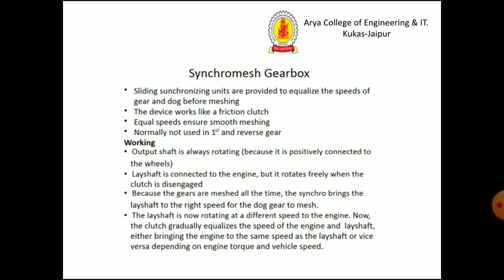The output shaft is always rotating, connected to the wheels, whereas the lay shaft is connected to the engine, but it rotates freely when the clutch is disengaged. Because the gears are meshed all the time, the synchronizer brings the lay shaft to the right speed for the dog gear to mesh, and the lay shaft is now rotating at a different speed to the engine. Now the clutch gradually equalizes the speed of the engine and lay shaft, either bringing the engine to the same speed as the lay shaft or vice versa, depending on the engine torque and vehicle speed.